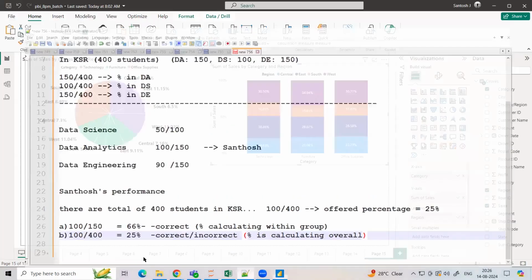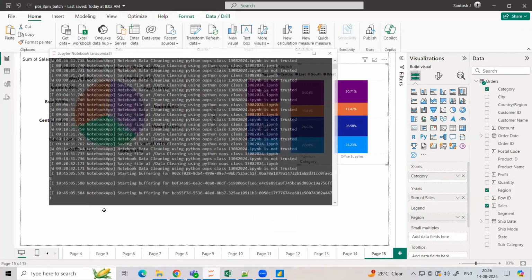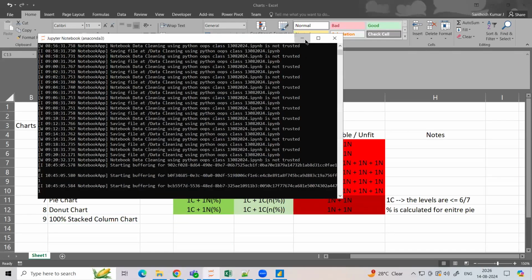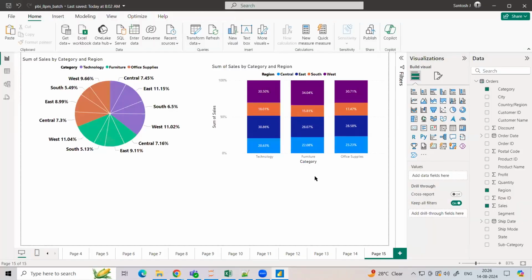I would say that is the beauty of the 100% stacked column chart. It gives my exact requirement, right? I wanted the percentage within this group, within this group, within this group. And I have fulfilled my requirement.